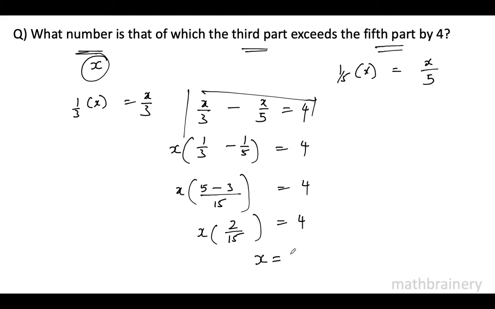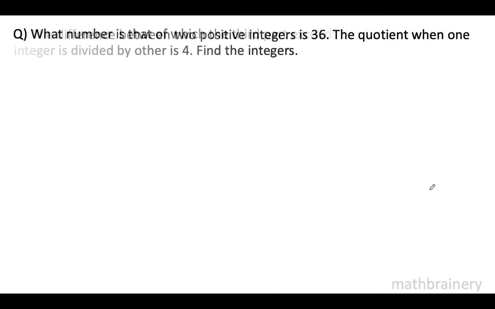So what is x? x must be 4 multiplied by the reciprocal of this, that is 15 by 2. 2 2s are 4. 2 into 15 is 30. So the required number is 30. Let's look at the next question.